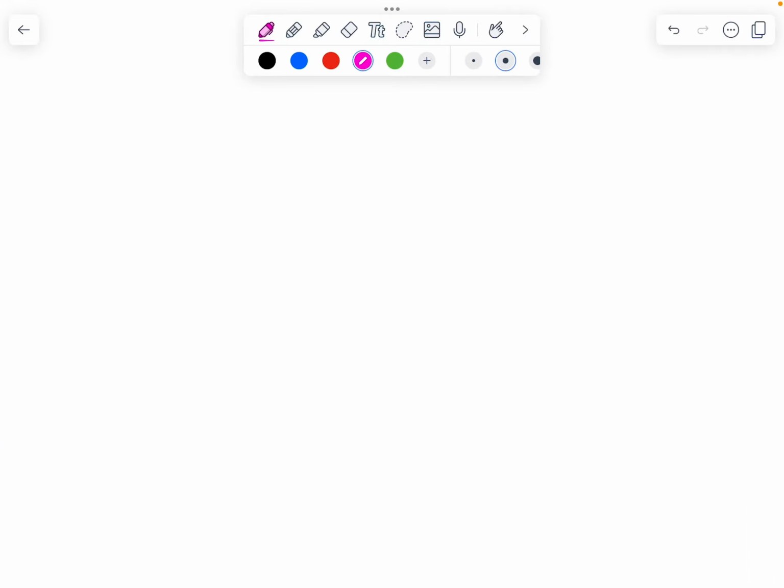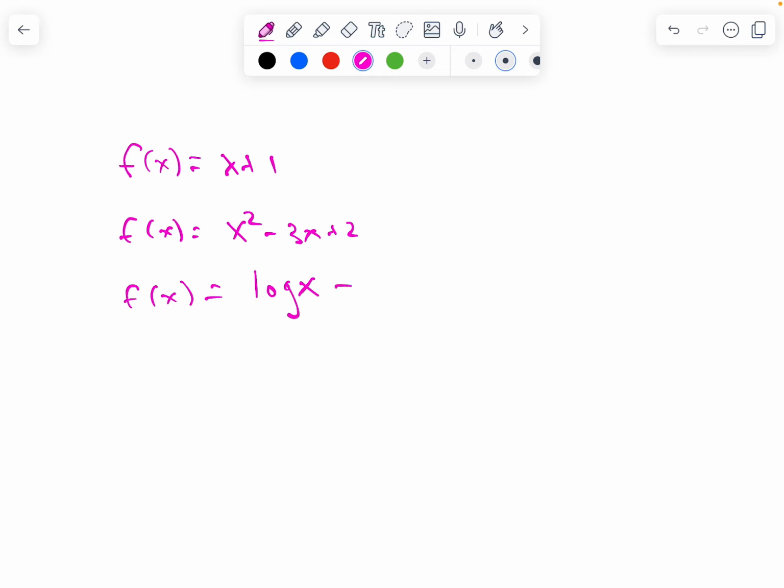All right, this is a quick video on what is a function, what is not a function. So a function is something that you can write as f of x equals something, where something happens to the x. Okay, so it could be something as simple as f of x equals x plus 1, or it could be something like f of x equals x squared minus 3x plus 2. Or it could be some tricky operation that we haven't even learned yet, like log x minus the square root of x. Okay, it's just something that happens to x, so it's an operation to x.